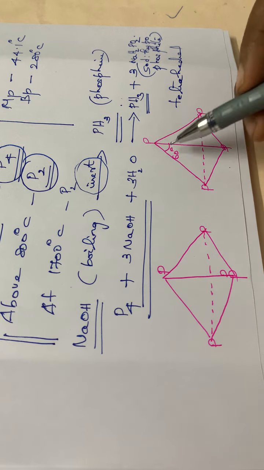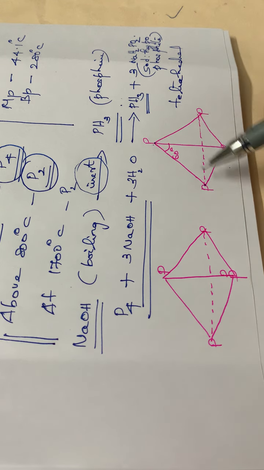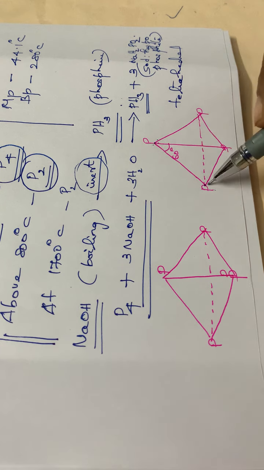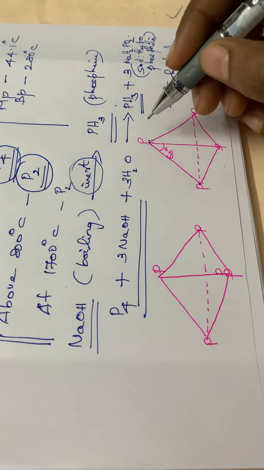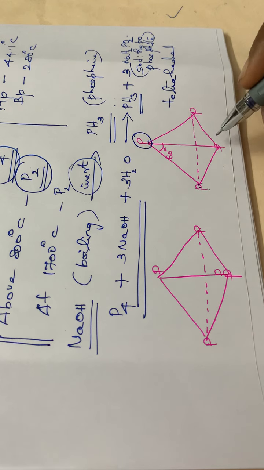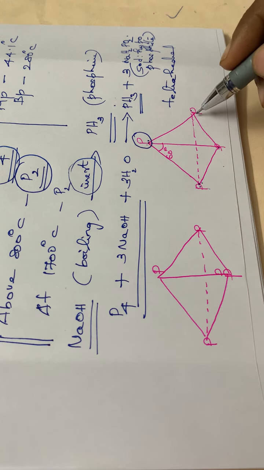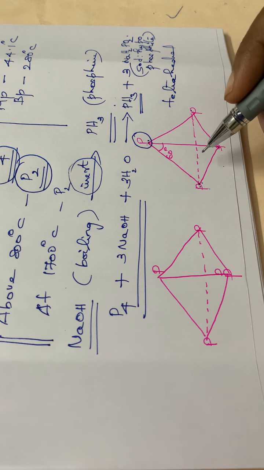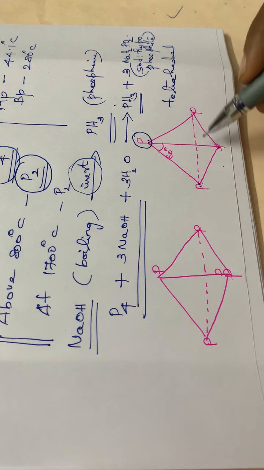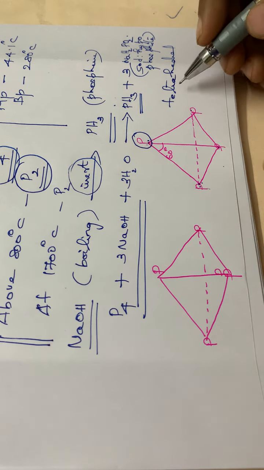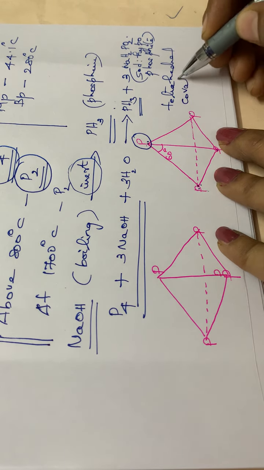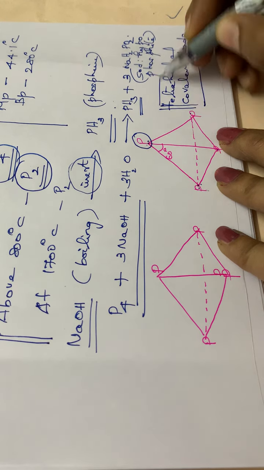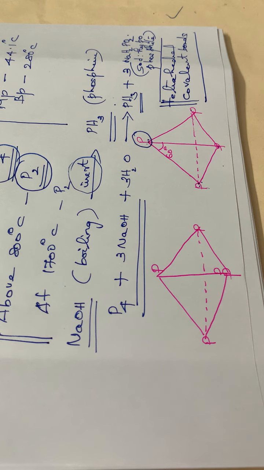Each phosphorus atom is linked to, not 2, but 3 other phosphorus atoms. While considering this phosphorus, it is linked to 1, 2, 3. So this phosphorus is bonded to 3 other phosphorus atoms. All the bonds present here are covalent bonds, and it has a tetrahedral geometry joined together by covalent bonds. So this is about the structure of the P4 molecule.